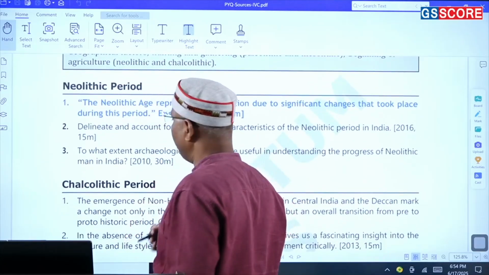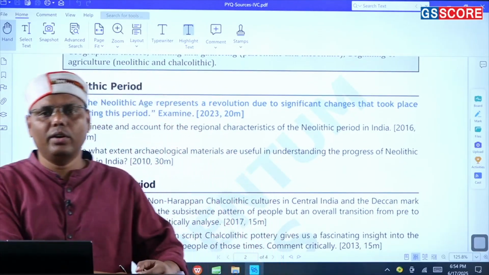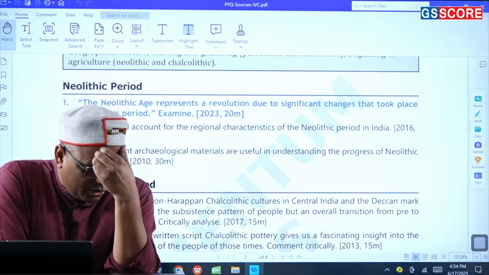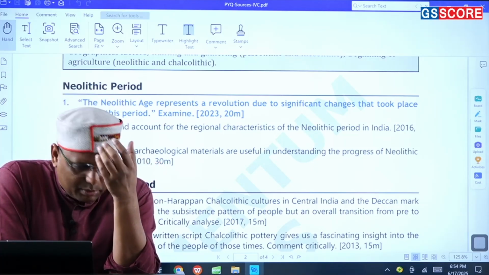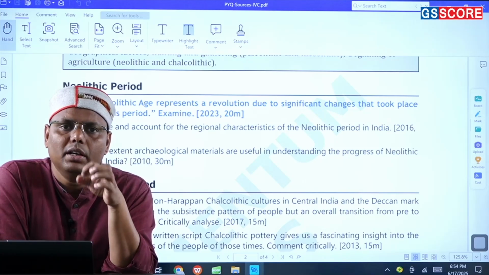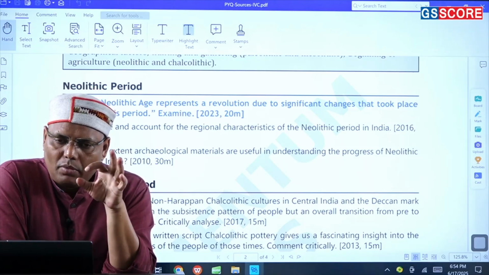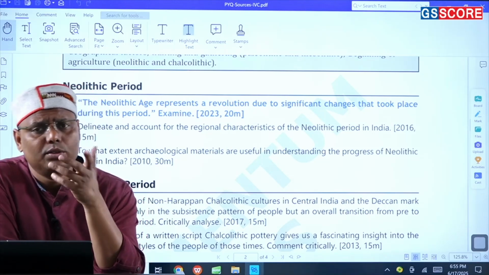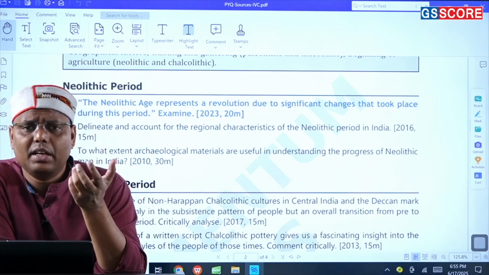So again, if any question is coming from the Neolithic, there are always two possibilities of question. There is no third possibility. One is the Neolithic revolution, and the second is the regional distribution of the Neolithic cultures. If it is the first, the Neolithic revolution, it is a very popular topic. Everybody has information on that.